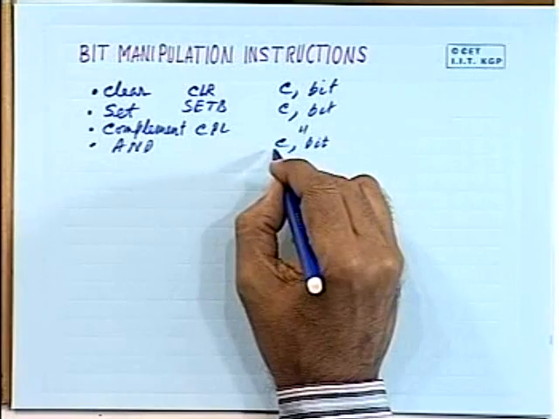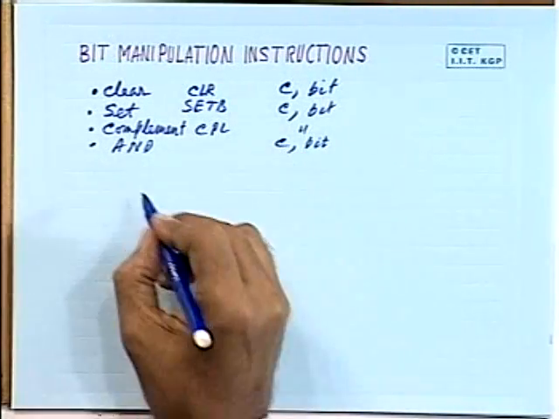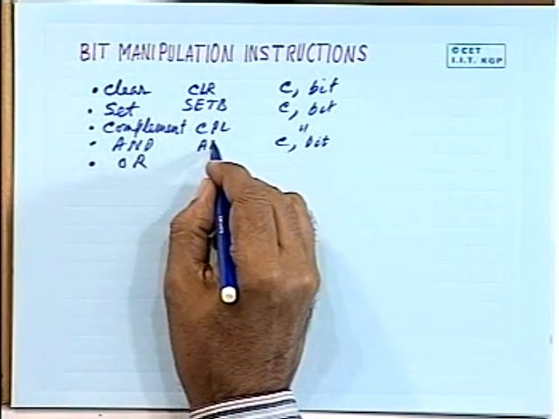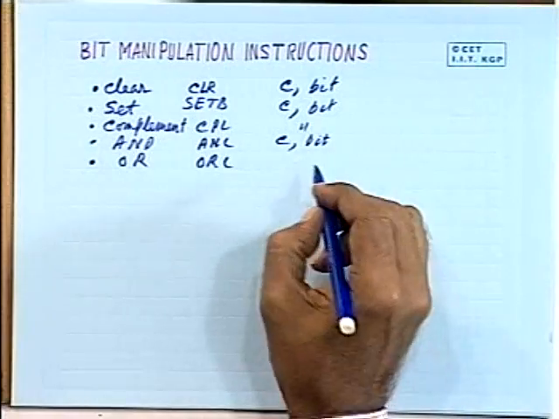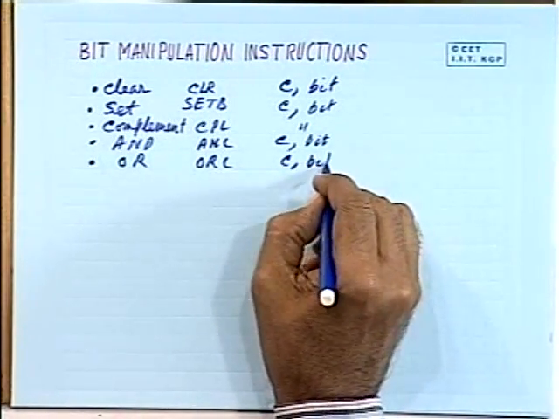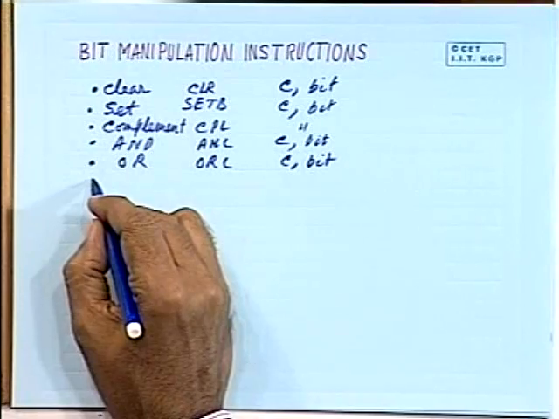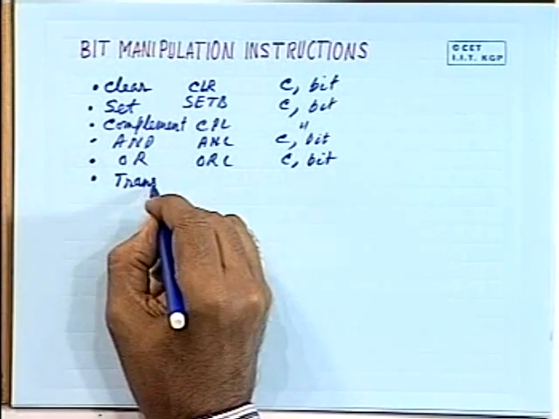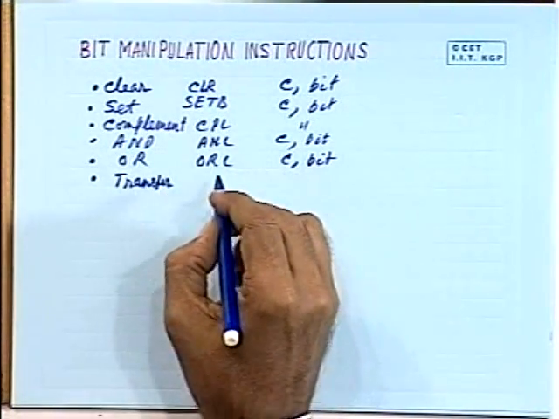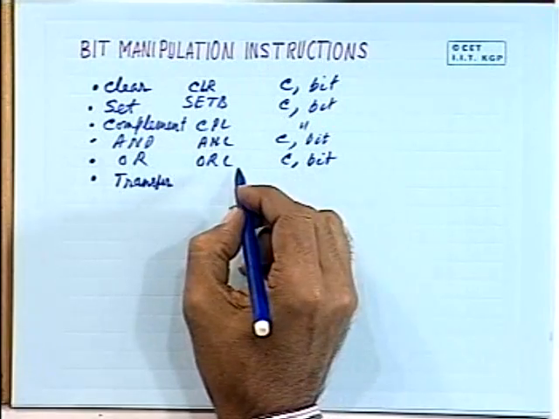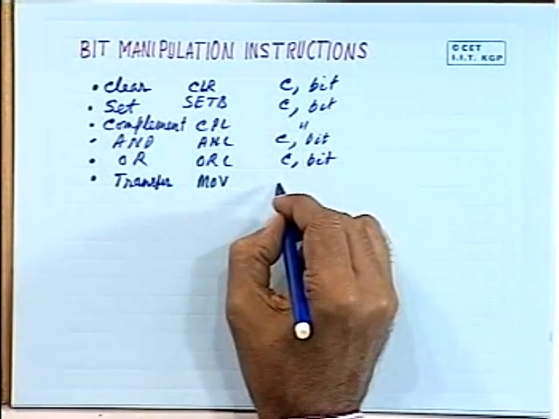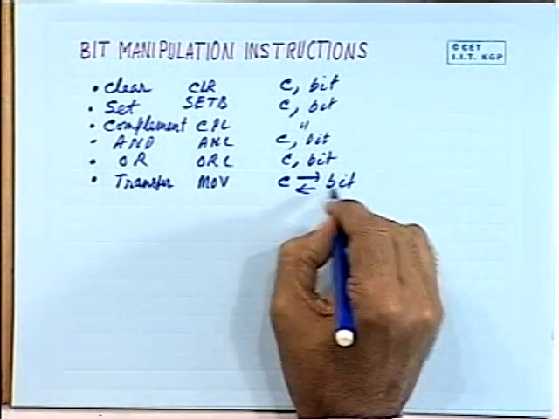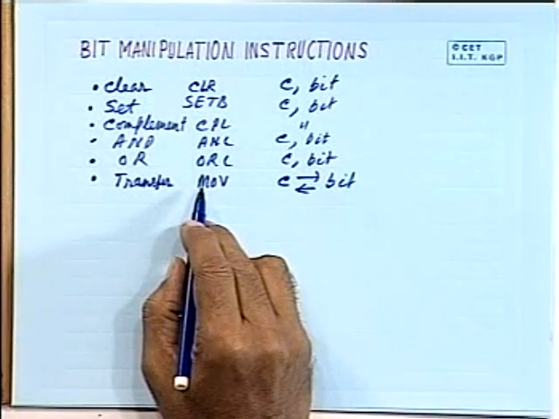Here you see that the carry flag bit is acting as some kind of accumulator. Similarly, you can perform OR operation, ANL, ORL, OR operations, carry flag bit and the selected bit. And then you can perform data transfer, and that means you can transfer a particular bit to a particular selected bit, say by using move instructions. That means between the carry and the selected bit, data transfer can take place by using move instructions.